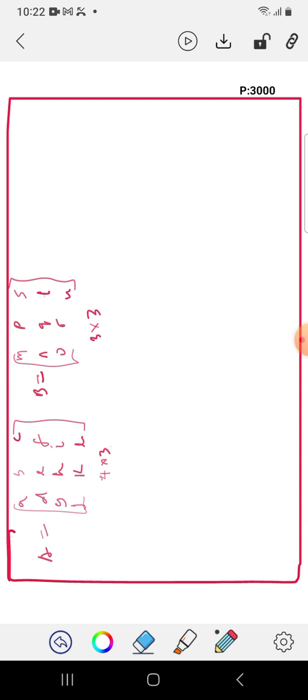Since the columns of this one is equal to the rows of this, then we are good to go. And we know that the result is going to be a 4 by 3 matrix. A 4 by 3 matrix. That's what we are going to get.